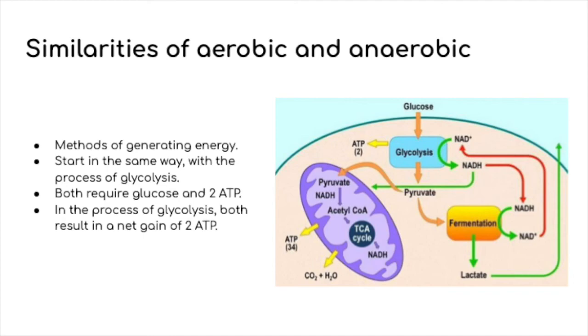For the similarities of aerobic and anaerobic respiration, both are methods of generating energy. They also both start in the same way, with the process of glycolysis. Glycolysis literally means sugar splitting and involves breaking a sugar molecule down into two smaller molecules. In the process of glycolysis, 2 ATP molecules are consumed and 4 are produced. This results in a net gain of 2 ATP molecules for every sugar molecule broken down through glycolysis. This is where the similarities between aerobic and anaerobic respiration end.